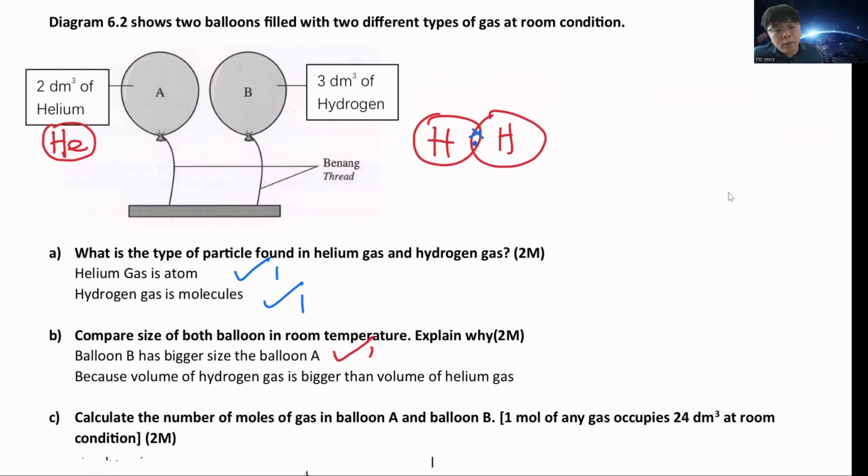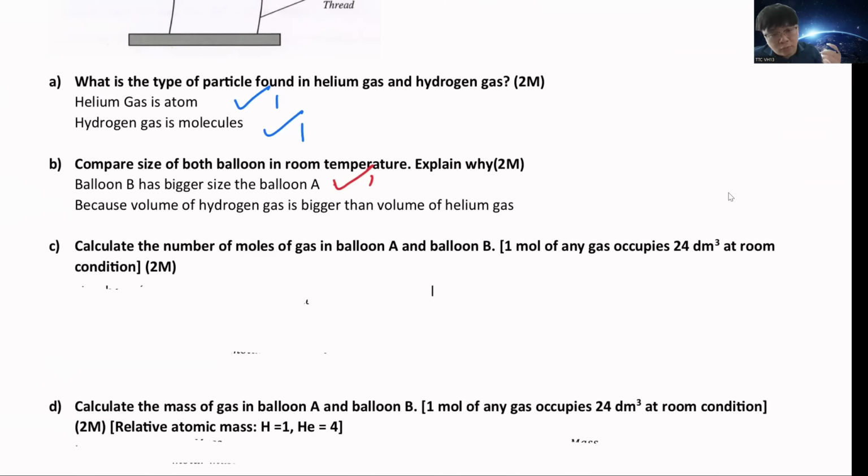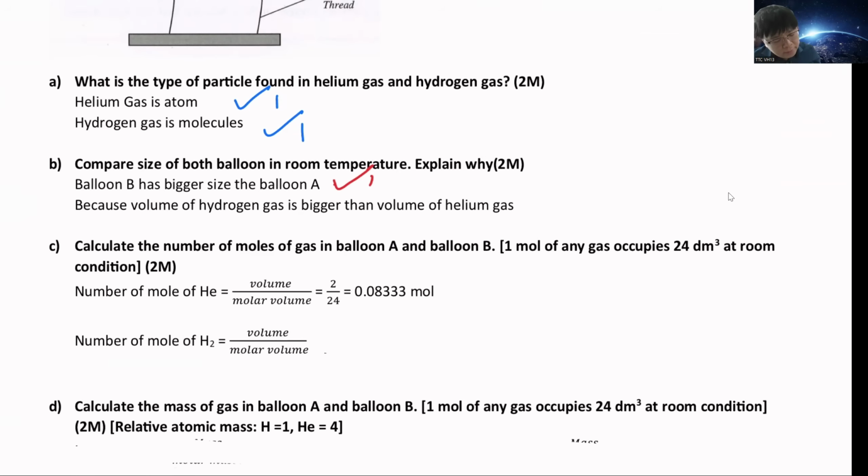Okay. Then you want to calculate the number of moles. For number of moles of gas, we use volume and molar volume. Helium is 2 dm³ divided by 24, you get 0.0833 mole of gas. Then hydrogen is 3 dm³ divided by 24 dm³ per mole, you get 0.125 mole. So here you get 2 marks.